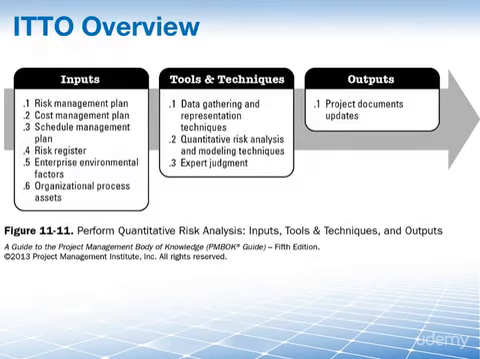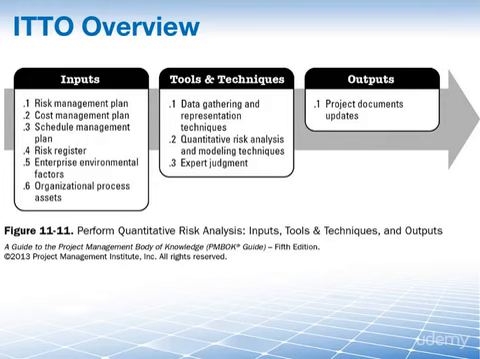Let's take a look at the ITTO overview, the inputs, tools and techniques and outputs from the PMBOK guide. And what is immediately obvious here is we have one single output, updates to our project documents. Remember, this process is all about giving a number to each and every one of our high priority risks.